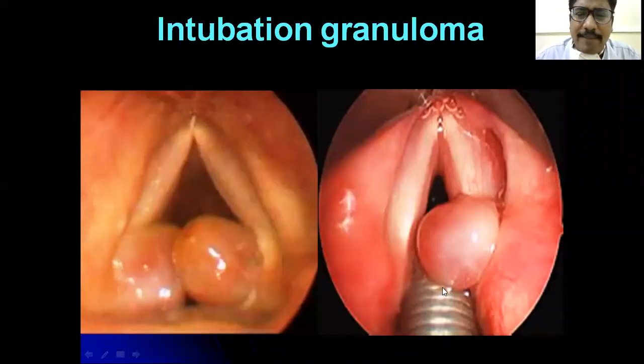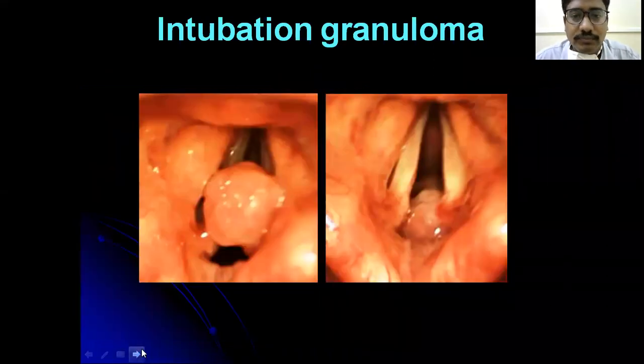So the treatment is the same. You will use microlaryngeal surgery. You remove the intubation granuloma and the excess epithelium of the vocal cord, and you approximate the remaining vocal cord. This is a microlaryngeal surgery in intubation granuloma.